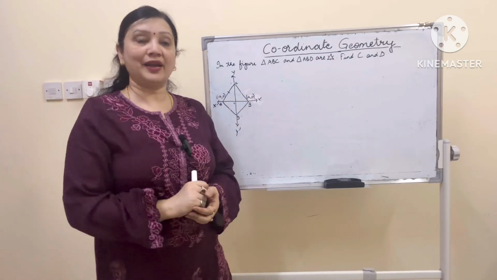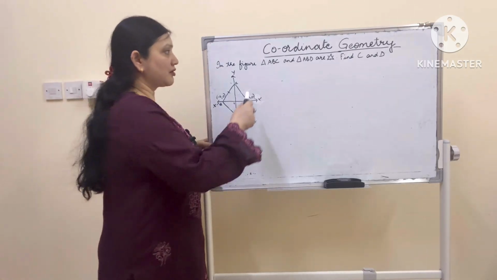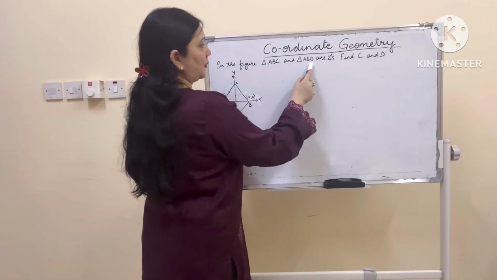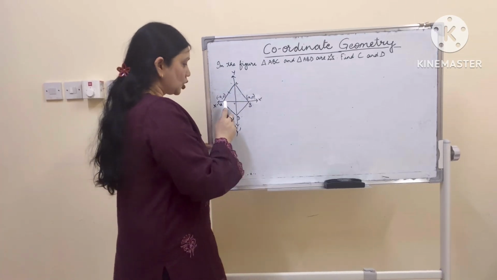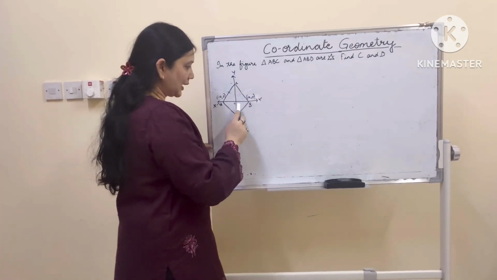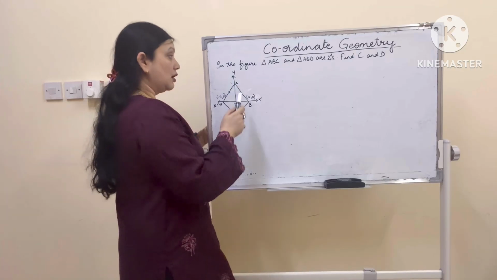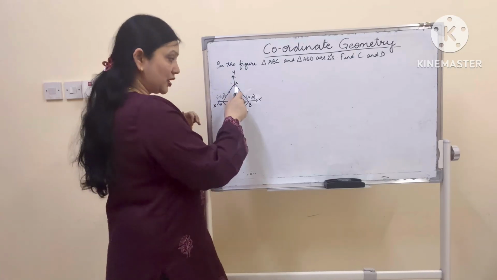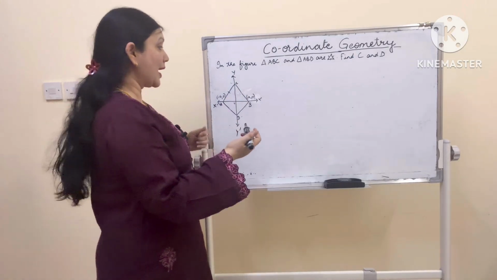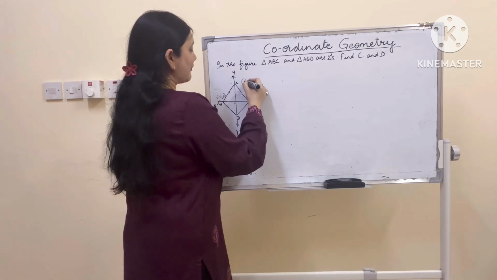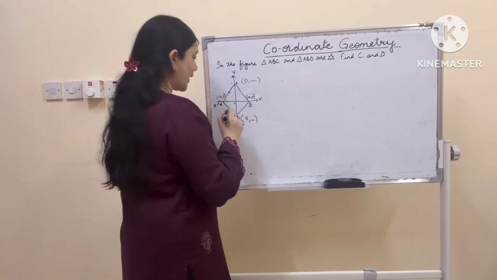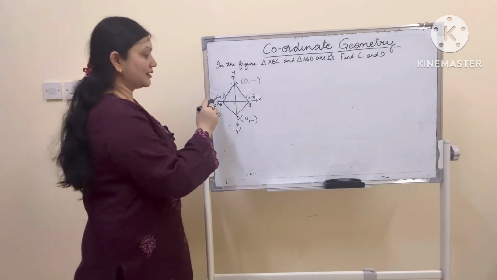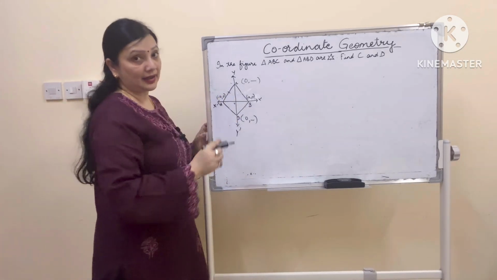you understand very nicely. In the figure, triangle ABC and triangle ABD are equilateral and we have to find C and D. So, triangle ABC and ABD are equilateral and C and D we do not know, but we know that they are lying on this y-axis. So, abscissa will be 0, ordinate we do not know. Alright, here A and B we know. A is minus A, 0 and B is A, 0.